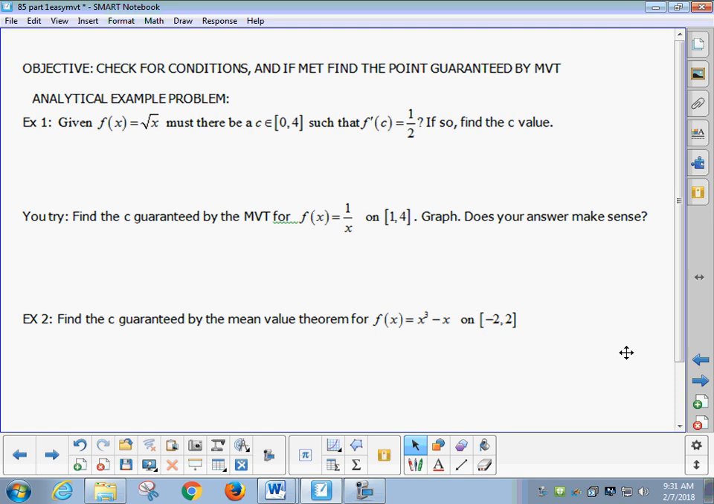The question you're going to see in the homework might be something like, given f is the square root function, must there be a c in 0 to 4 such that f prime at c is 1/2? If so, find the value. Now, that's a whole lot of code for the mean value theorem. You need to be able to know what all the stuff that's going on there is, right?